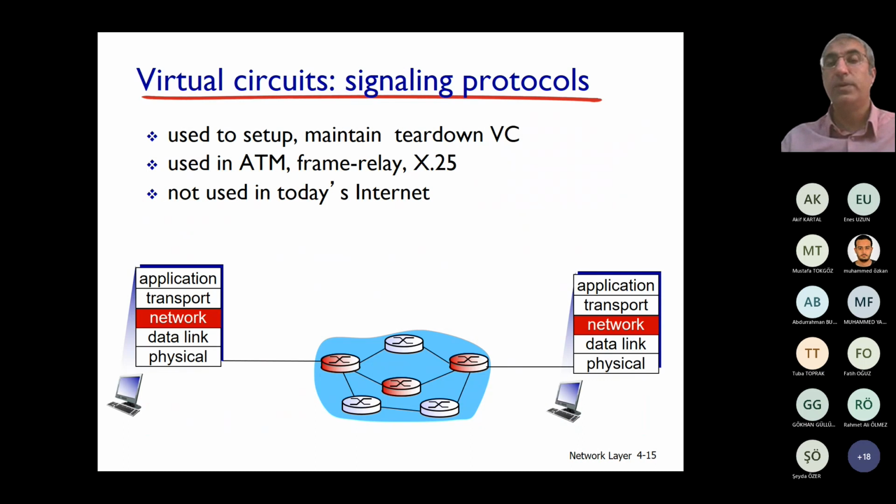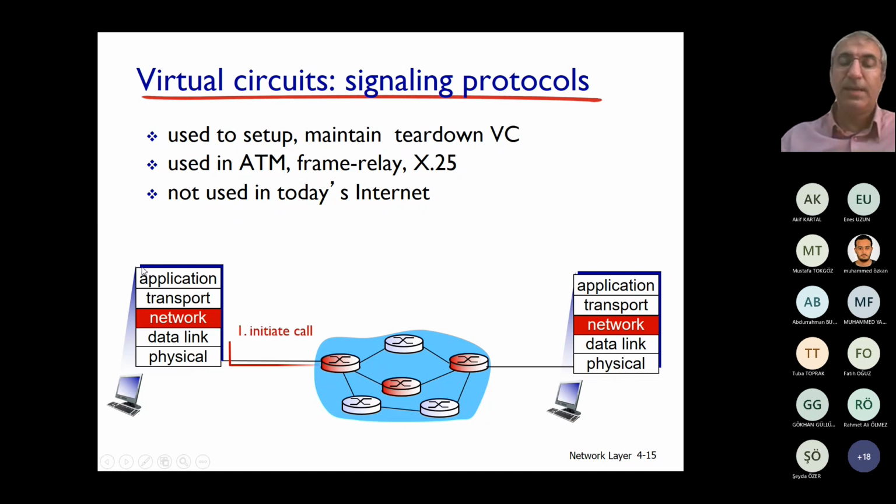Okay, let's look at how we set up the connection first, then data exchange, and then tear down or closure of the VC circuit. First are the signaling protocols to set up the connection. These are used to set up, maintain, and tear down the virtual circuit, and were used in ATM, frame relay, and X.25. It's an old type of technology, that's why it's not used anymore in today's internet.